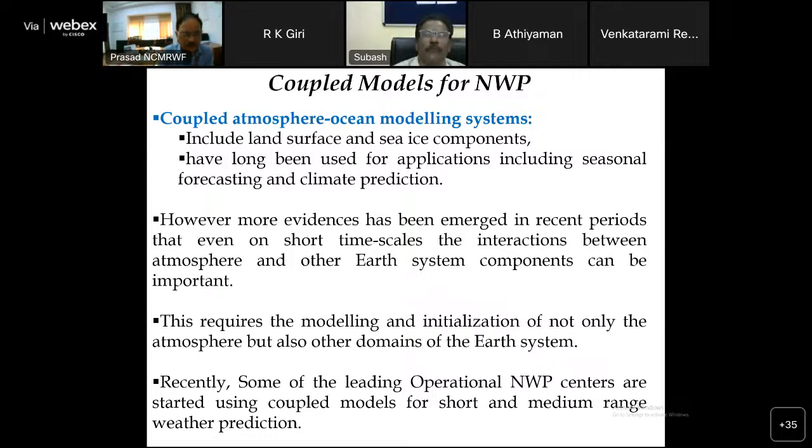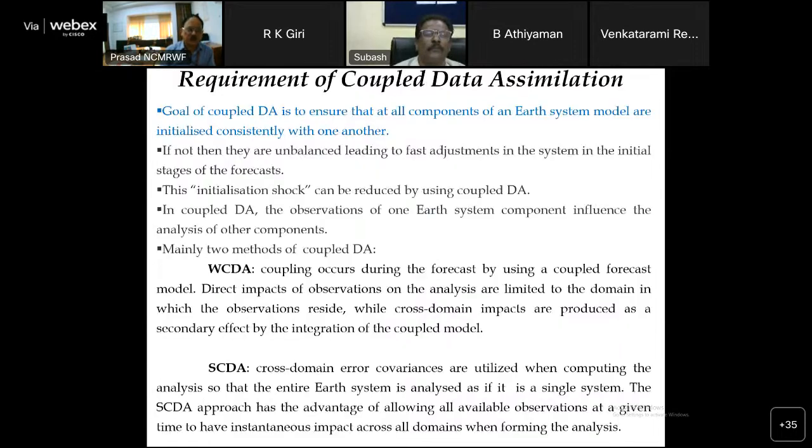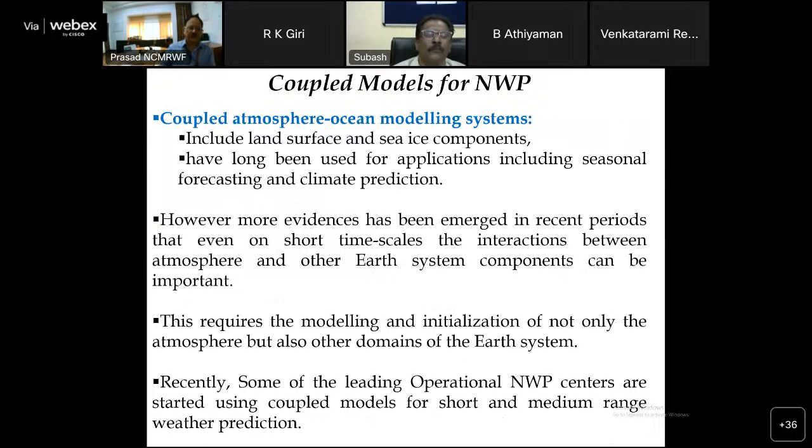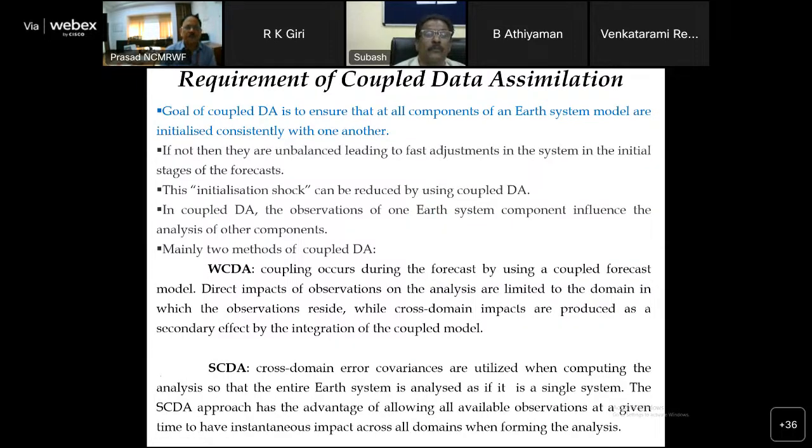Earlier, because of the modeling limitations, we were using them only for seasonal and sub-seasonal forecasts, and now we are able to use the coupled systems even for the medium range forecast itself. Data assimilation for the coupled data has also been developed, with weakly coupled data assimilation and strongly coupled data assimilation planned, and at present the feasibility of weakly coupled data assimilation has come with the availability of high computing.